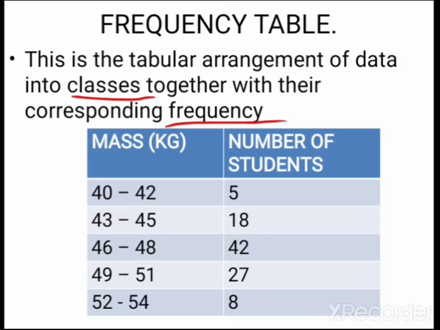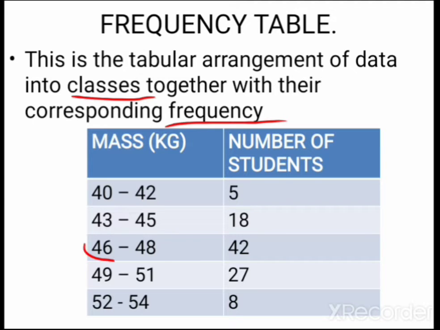So any student who scores between 0 and 45 falls into the class of poor in that particular subject or examination. The number of students that fall into a class is the frequency. From our example here, between 43 to 45 kilograms, 18 students are in that class. That is, we have 18 students whose mass is between 43 and 45 kilograms.